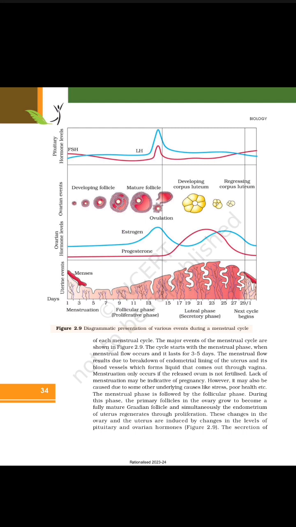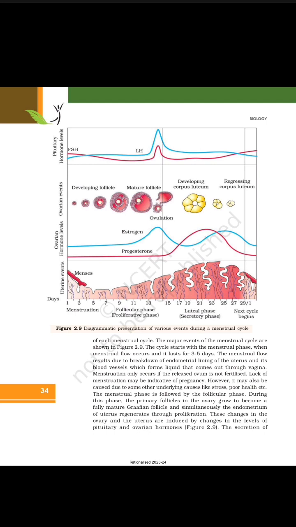The cycle starts with the menstrual phase, which results from the breakdown of the endometrial lining of the uterus and its blood vessels, which forms liquid that comes out through the vagina. Menstruation only occurs if the released ovum is not fertilized. Lack of menstruation may be indicative of pregnancy. However, it may also be caused by some other underlying causes like stress, poor health, etc.